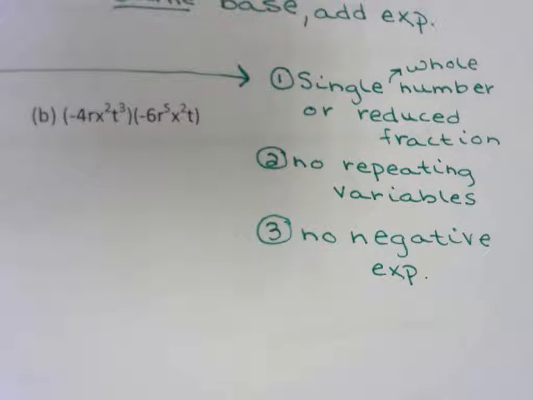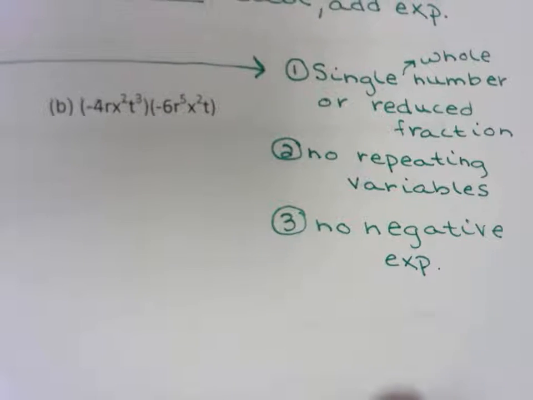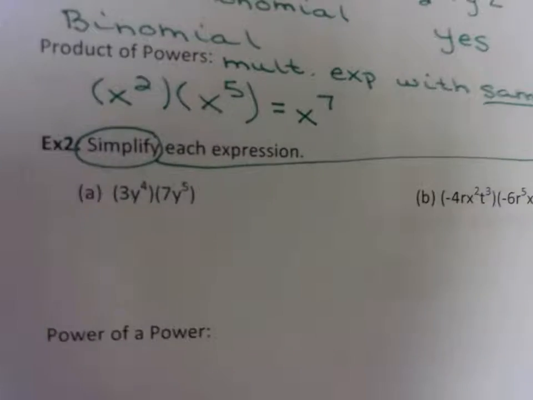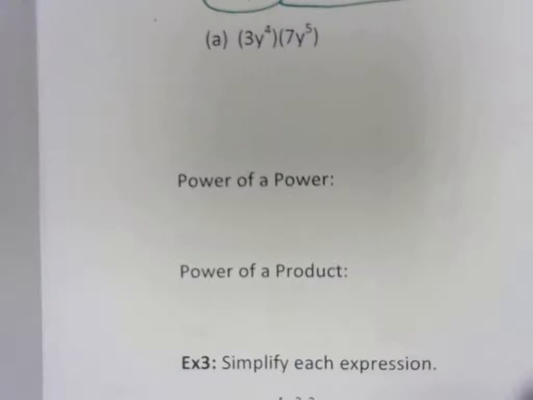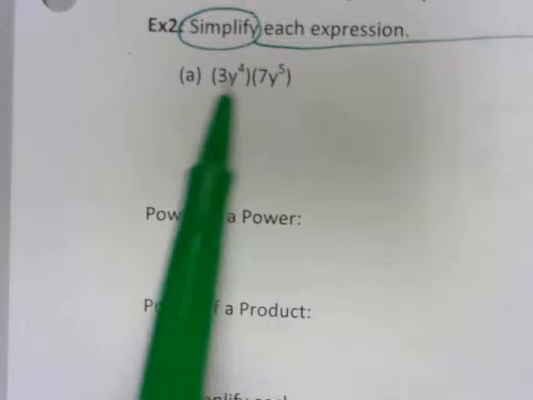This is what simplifying means. These are the 3 steps to make sure it's simplified. We can't have more than one whole number in there. We can't have any repeating variables, so I can't have x's in there more than once. And I can't have any negative exponents, which we don't really have to deal with today, but that's okay. So let's look at simplifying the first one. First thing I notice is, what am I doing here?